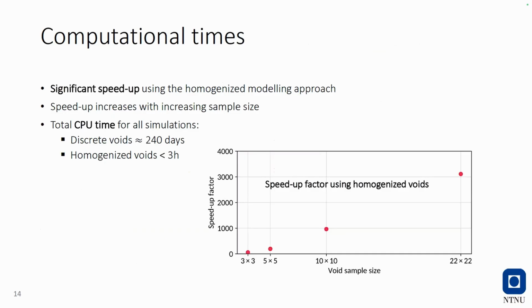Okay. And another factor is that the speed up is, of course, tremendous if you use homogenized voids. So there is a factor of over 3,000 for the largest sample size. And the speed up increases with the sample size. So with the discrete voids, we spent 240 days computational time. With the homogenized voids, we spent less than 3 hours. So it was really, really efficient.